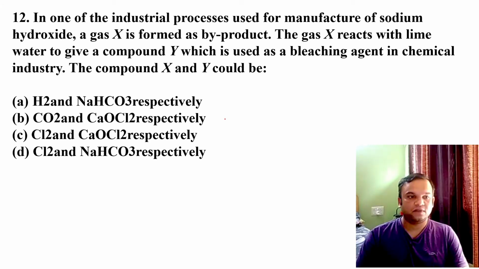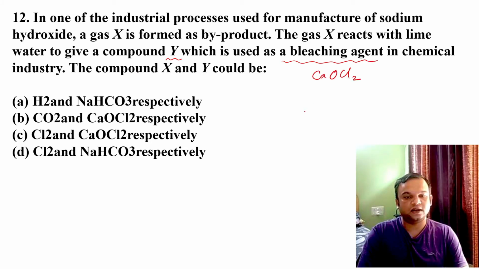Next question says, in one of the industrial processes used for the manufacture of sodium hydroxide, a gas X is formed as a byproduct. The gas X reacts with lime water to give a compound Y, which is used as a bleaching agent in chemical industry. The compound X and Y could be. Students, when it is said to you that compound Y is a bleaching agent, means the compound should be CaOCl2, and it will be formed when chlorine gas is involved in the reaction. So X will be the chlorine gas, and the answer will be option C, that is chlorine gas and CaOCl2 respectively.